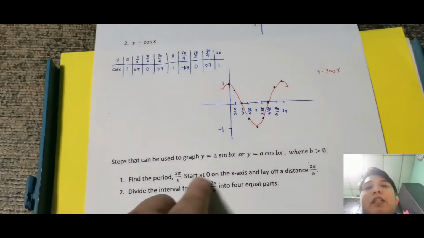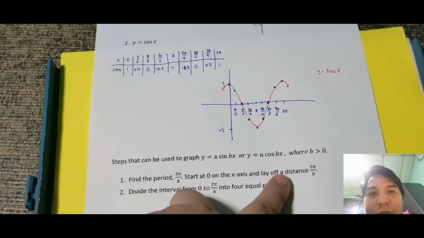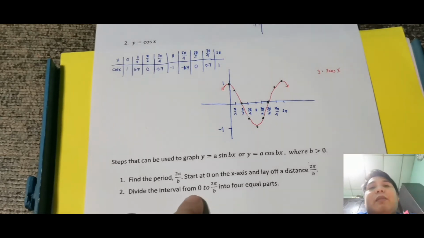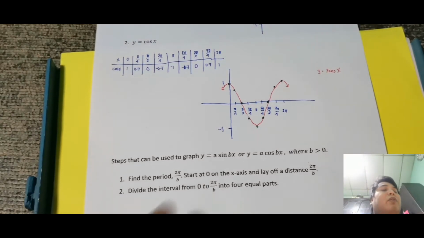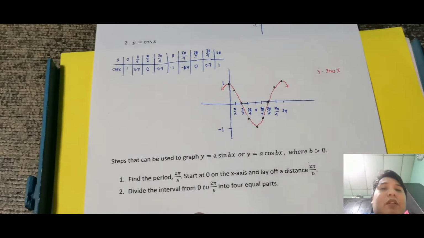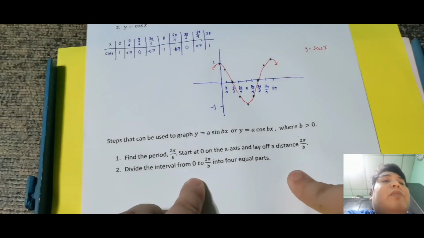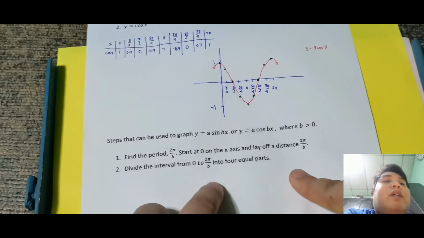Then it says, start at 0 on the x-axis and lay off a distance of 2 pi over b. So we find the period, 2 pi over b, and mark a point at a distance of 2 pi over b, say 2 pi over 3 at the end. So from 0 to 2 pi over b. That's all we do first. Next is, divide the interval from 0 to 2 pi over b into 4 equal parts. So we have 0, then 2 pi over b somewhere here. Now I divide it into 4 equal parts starting from 0: 1, 2, 3, 4.